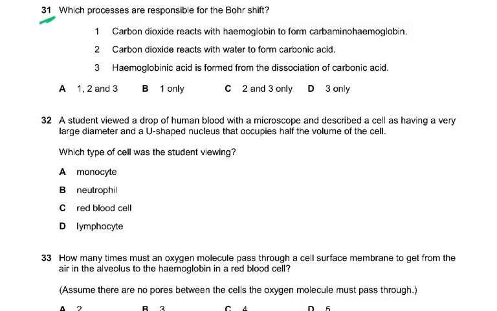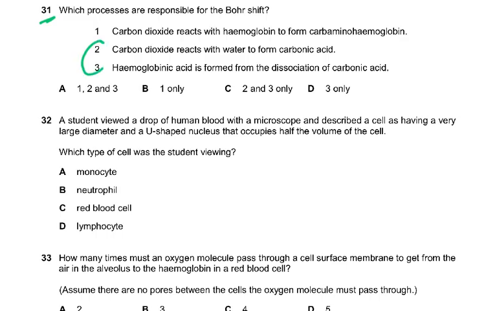Question number 31. Which processes are responsible for the Bohr shift? Carbon dioxide reacts with hemoglobin to form carbaminohemoglobin. Carbon dioxide reacts with water to form carbonic acid. Hemoglobinic acid is formed from the dissociation of carbonic acid. So in this case, you've got to understand Bohr shift means when there's more carbon dioxide, then the hemoglobin affinity decreases and it shifts to the right. So more of the oxygen is given up.